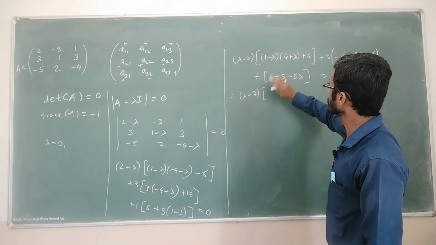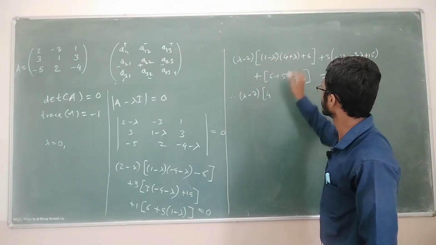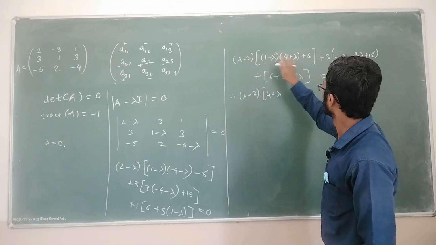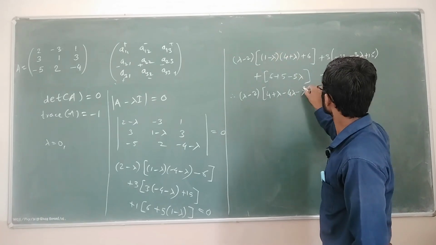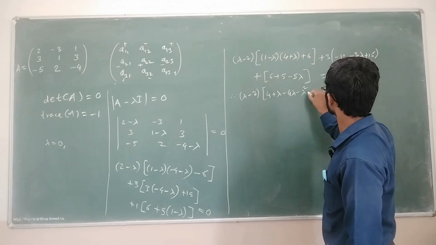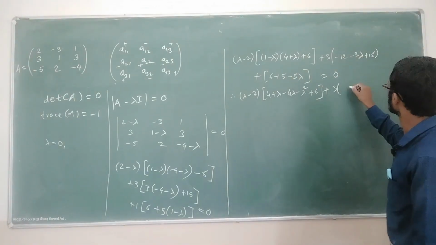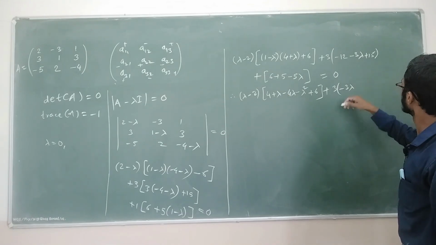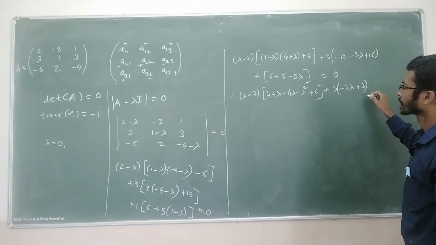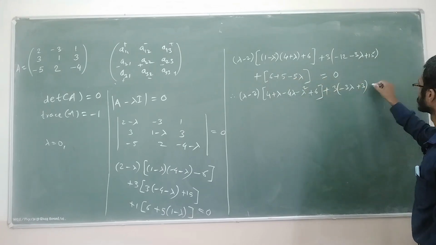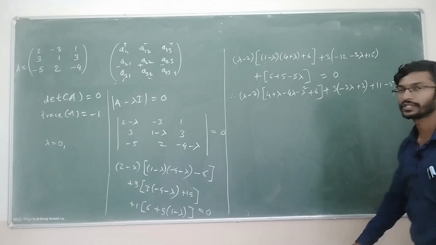Now if we expand this, 1 into 4 is 4, 1 into lambda is plus lambda, minus lambda into 4 is minus 4 lambda, minus lambda square, and this plus 6, plus 3 into minus 3 lambda, 15 minus 12 is plus 3, and here 11 minus 5 lambda, that is equal to 0.